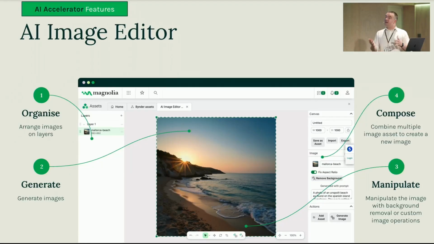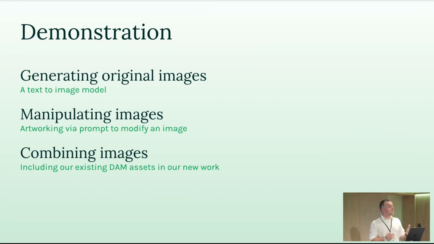So the next task that we had on our list of things to do was to add some imagery into that landing page. For this, we have a new tool. This is Magnolia's AI image editor, and this is integrated into the DAM. So if we take a look at some things that we can do here, we can generate original images. We'll do a bit of brief image manipulation, and then we'll combine some existing stuff to come up with this composite image that we can add into our homepage.